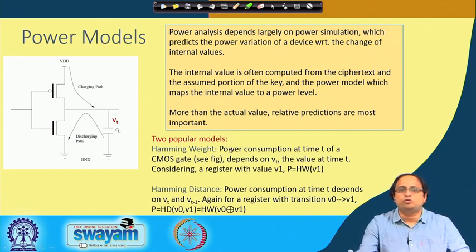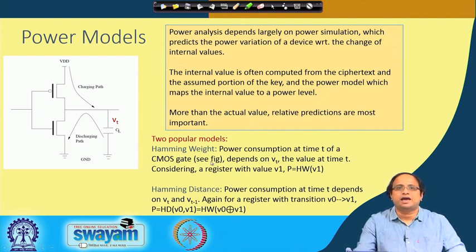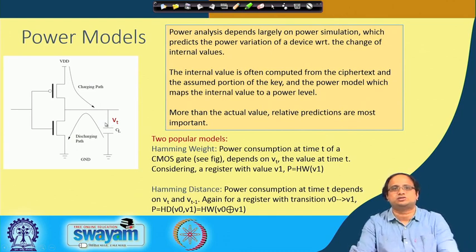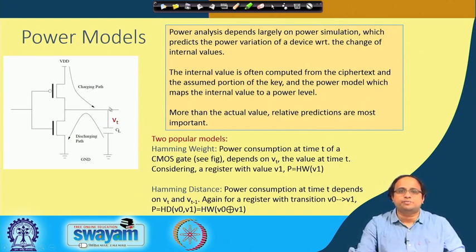Two models which are very commonly used are the Hamming weight and the Hamming distance models. If you see the figure, the Hamming weight essentially means that the power consumption at a time t of a CMOS gate, in this case an inverter, depends upon Vt, that means the voltage which this capacitor is holding. In this model it does not bother about what was the previous state or previous charge of this capacitor. Therefore, I can simulate the power by taking the Hamming weight of, say, V1.